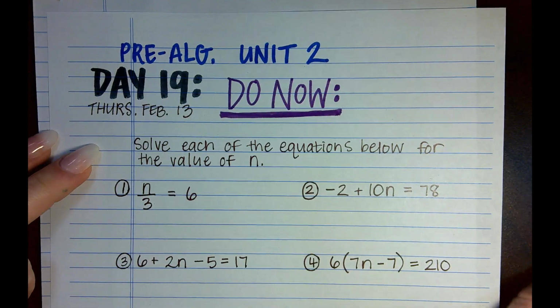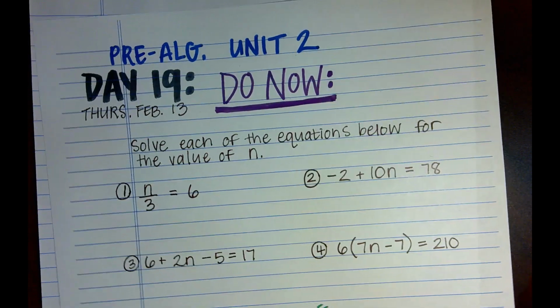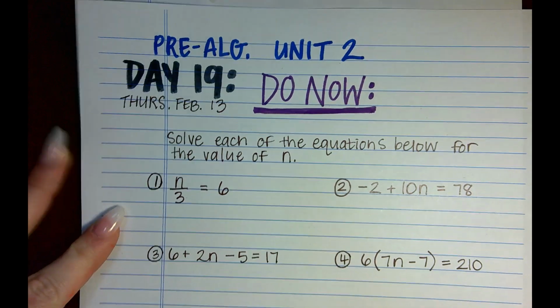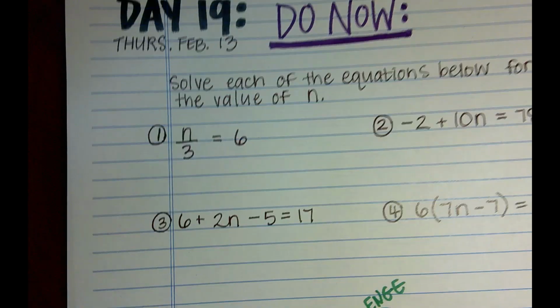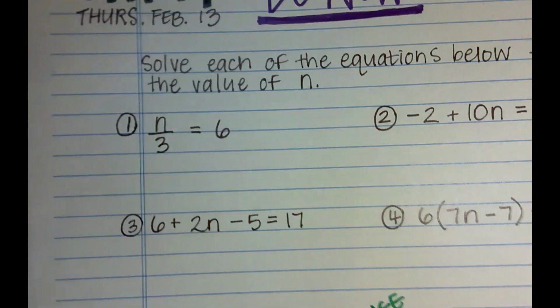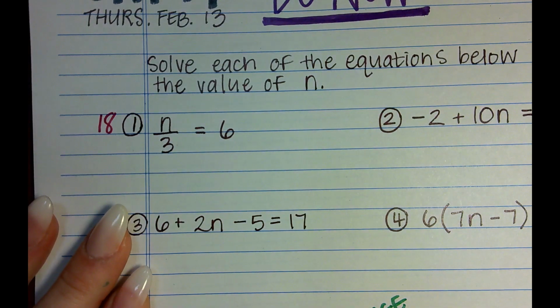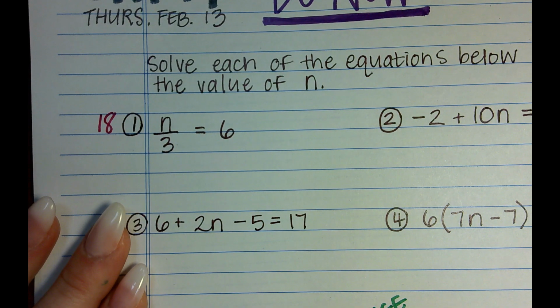This is day 19. It's Thursday, February 13th, and for our do now, I gave you some equations to solve. Let's start from the beginning with number 1. What did we get for number 1? 18. Did anyone get something different? We all get 18? Good.